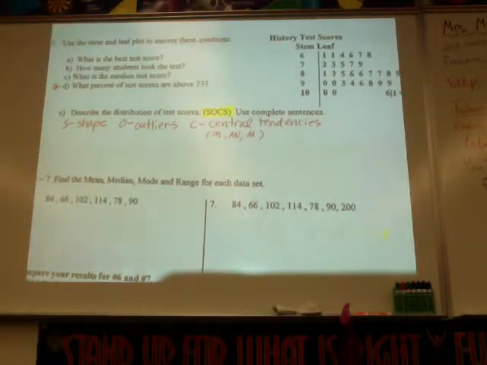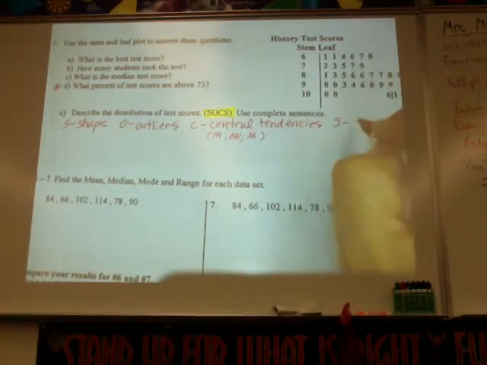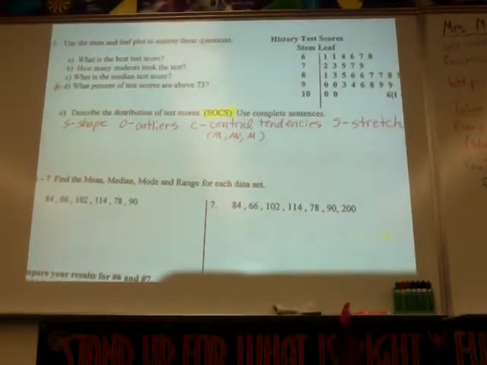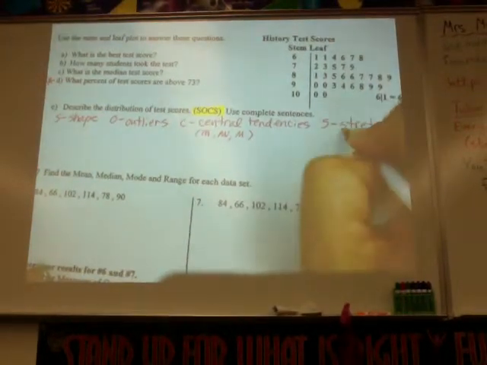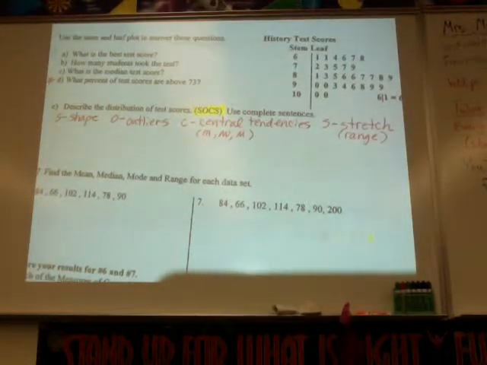And then the second S is your stretch, which is another way of saying range. So shape, outliers, central tendencies, stretch, SOCS. So that will help you remember it. So we're going to go through that, and we're going to describe this graph.